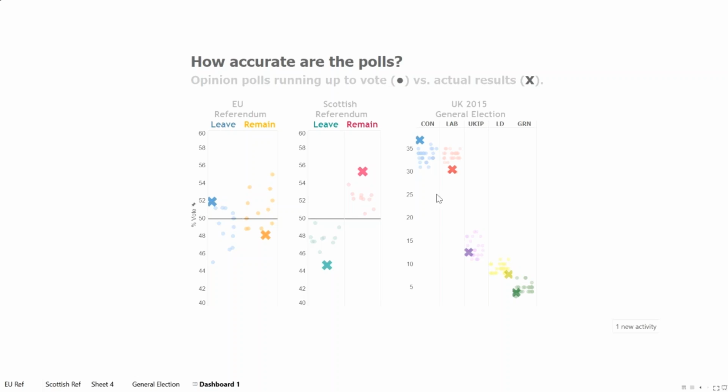So at first glance, it's pretty clear that opinion polls aren't... Actually, I'll talk you through these first. These represent what you call strip plots. It's essentially showing the distribution.